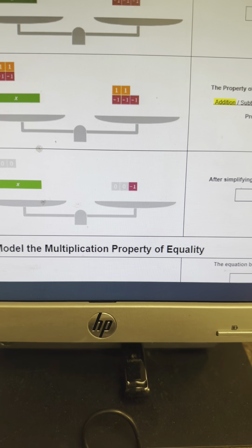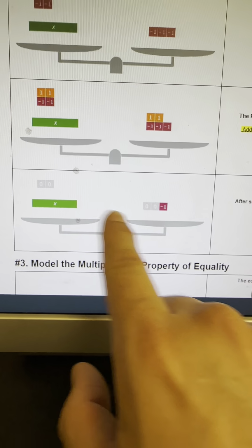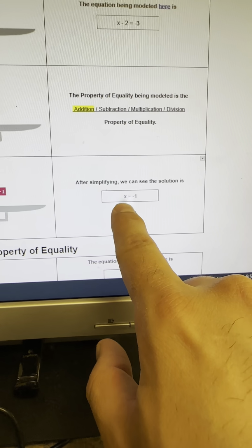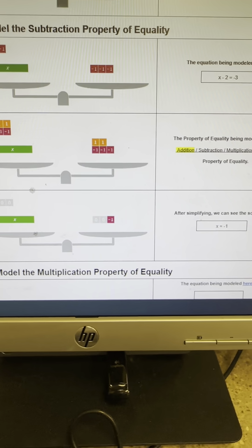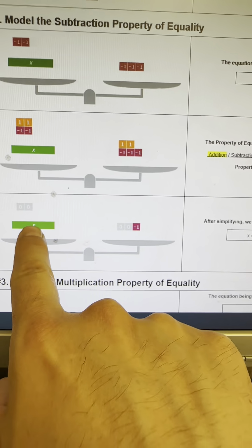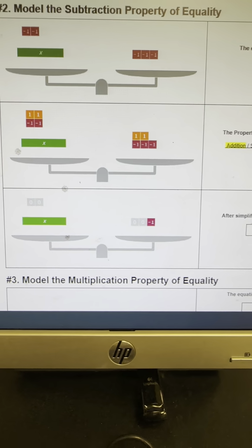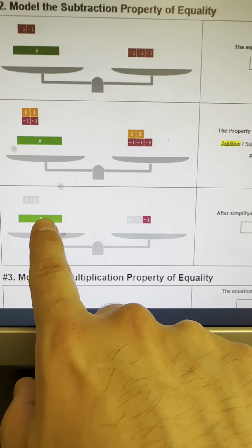So I went back to the Google Doc and pasted my solution here. And again, x equals negative 1 balances with each other. So I'll put my answer, x equals negative 1. Anytime you're looking for a solution in a model, always look for when x is by itself, and whatever's on the other side, that's always your solution, because the solution is the value that balances with x.